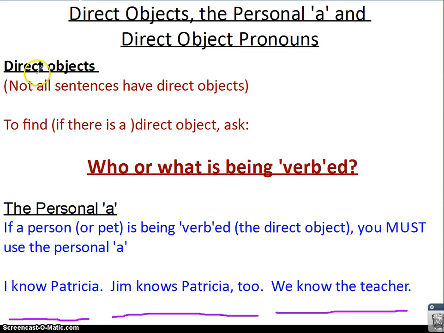Alright, so to find a direct object, ask who or what is being verbed. When do you need a personal a? If a person or a pet is the direct object, you put a in front of the person being verbed.